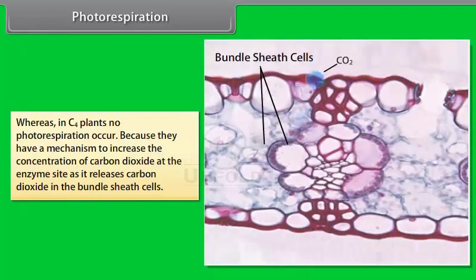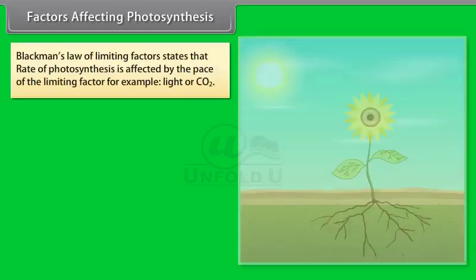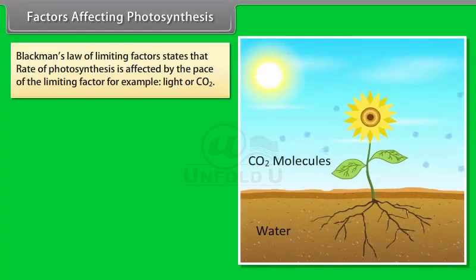Whereas, in C4 plants, no photorespiration occurs, because they have a mechanism to increase the concentration of carbon dioxide at the enzyme site as it releases carbon dioxide in the bundle-sheath cells. Factors affecting photosynthesis. Blackman's law of limiting factors states that the rate of photosynthesis is affected by the pace of the limiting factor, for example, light or CO2.